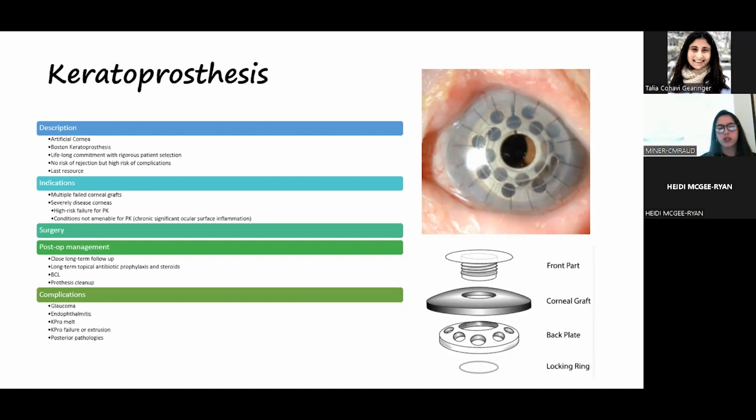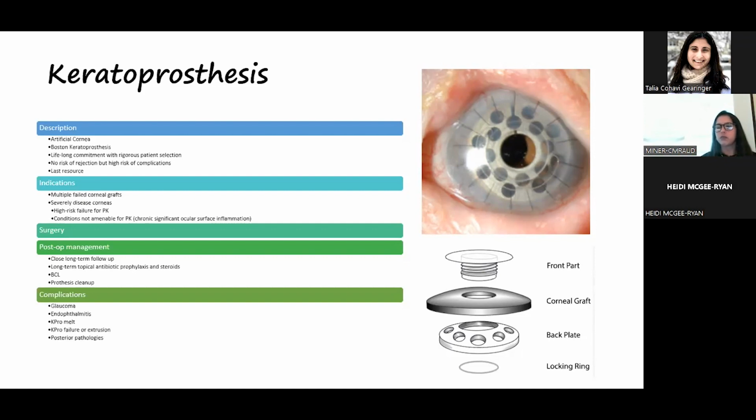Complications: there are multiple. Whenever we talk to the patient, we always tell them it's not a matter of when the complications will happen. It's a matter that you're going to have one of them or more than one. That's why they need a very long follow-up for their lifetime. One of the most common that we see is glaucoma. That's why we combine the care with a glaucoma specialist, and usually these patients also have a glaucoma valve placed during the surgery.